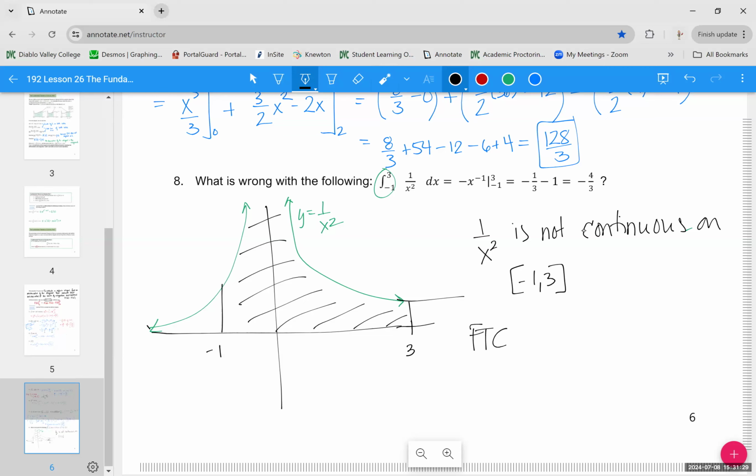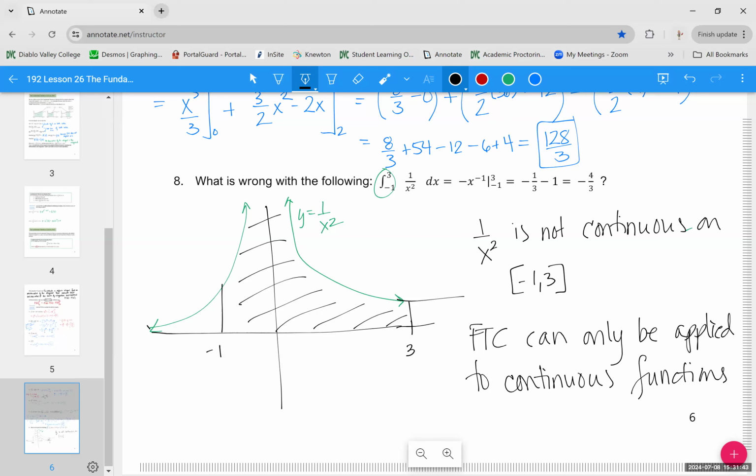And the fundamental theorem of calculus can only be applied to continuous functions. So at this stage of the game, this is not a problem that we could actually calculate by using the fundamental theorem of calculus. You will learn other ways to approach this in Calc 2. So something to look forward to.